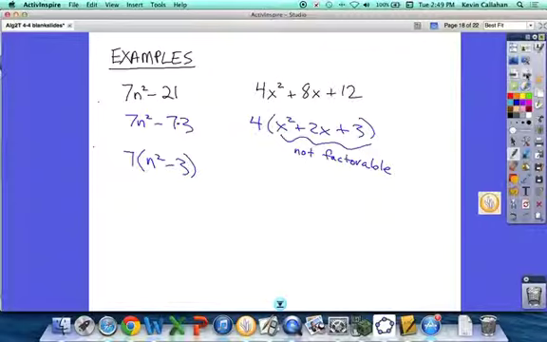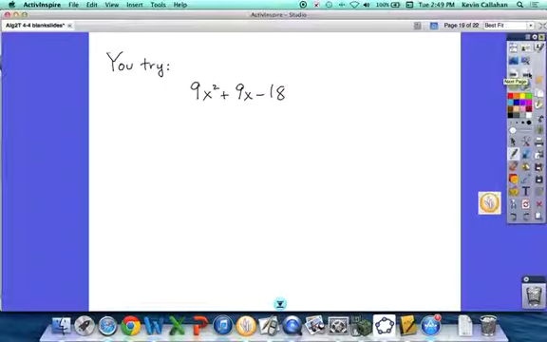Okay. So try that one. Greatest common factor factoring.